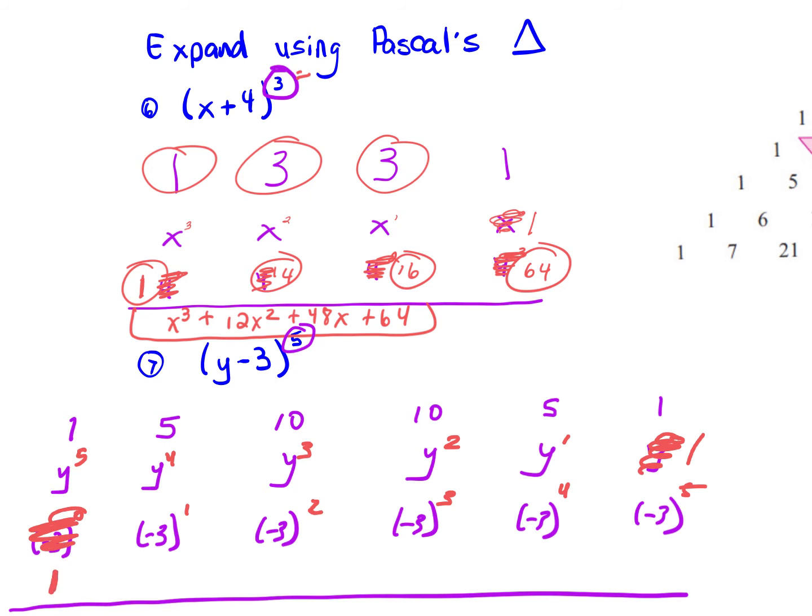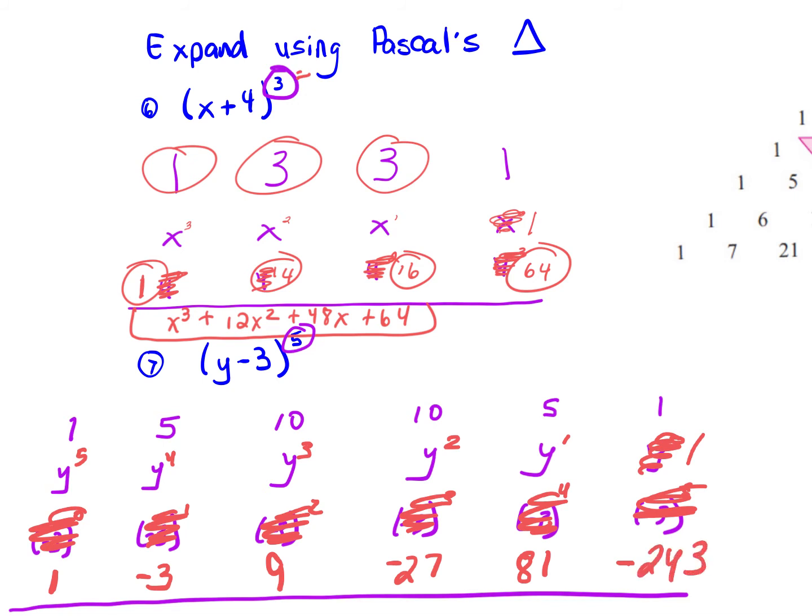So now, before I do anything, I'm going to go through and simplify. So -3 to the first power is just -3. -3 squared is +9. Good. -3 cubed is -27. -3 to the fourth power is +81. And what's -3 to the fifth power? Negative. Good. Come on. Do this with me, guys. 243? Okay. Now that we have everything simplified, it's just basic multiplication.